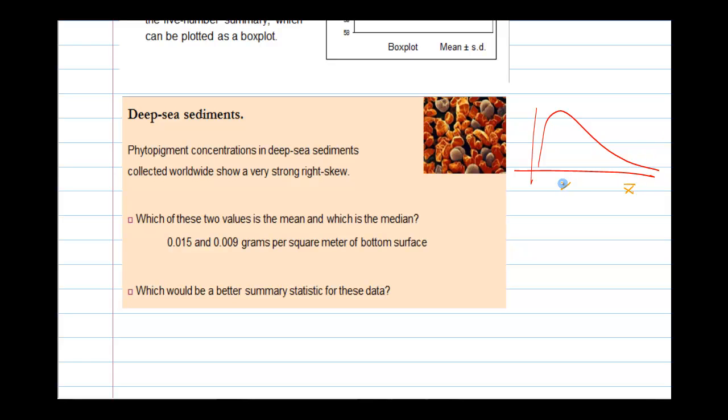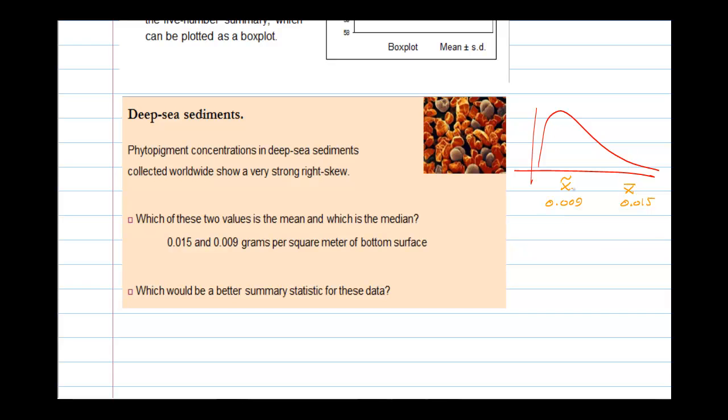And I know the median is somewhere over here by the bulk of the data. So whichever of these is a larger number will be my mean. So in this particular case, the larger number would be the 0.015, and that would be my mean value. So here's 0.015 for my mean, which would leave 0.009 for my median.